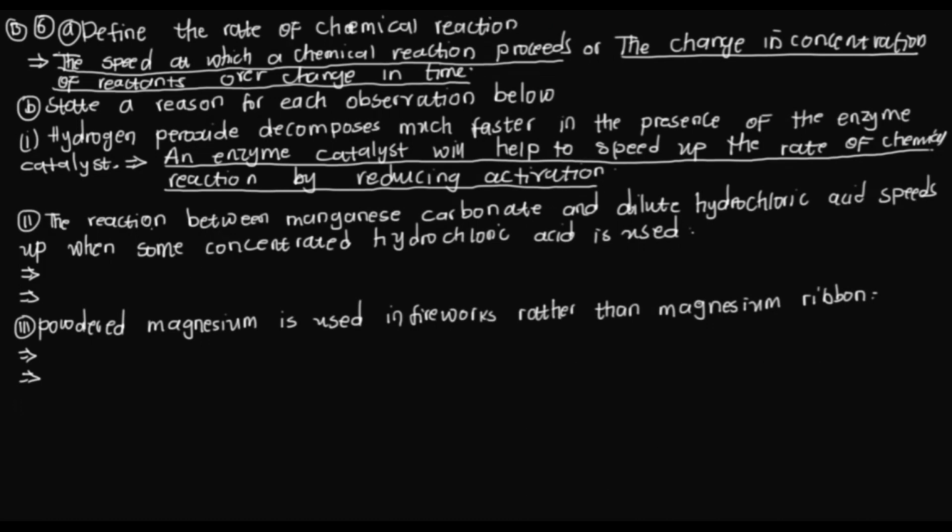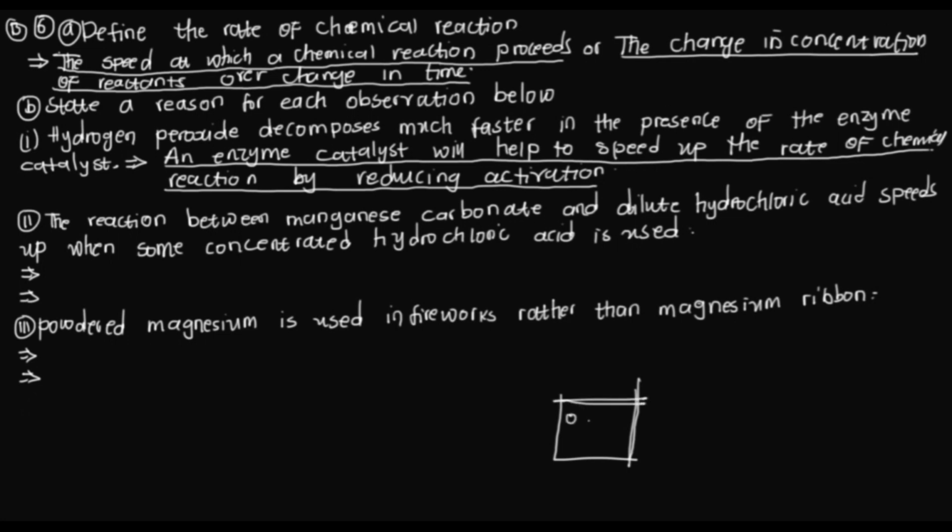So here the reaction between manganese carbonate and dilute hydrochloric acid speeds up when some concentrated hydrochloric acid is used. So here we are looking at concentration. We want to look at how concentration makes the reaction faster, how the increase in concentration increases the speed of reaction. So let's have a picture. We said that for a reaction to take place, the particles must collide.